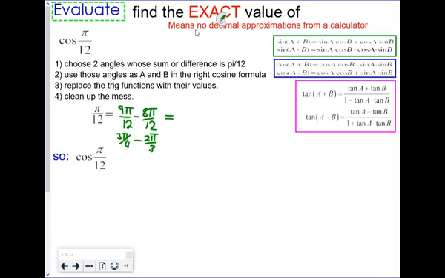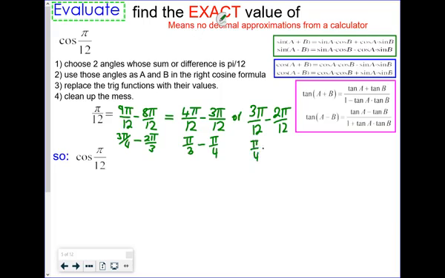So I could use 4 pi by 12 minus 3 pi by 12. That gives me 1 pi by 12. Or I could use 3 pi by 12 minus 2 pi by 12. This one here would be using pi by 3 minus pi by 4. That's how they reduce. This would be using pi by 4 minus pi by 6. So I could use any of those combinations.